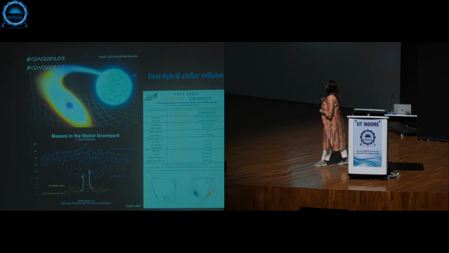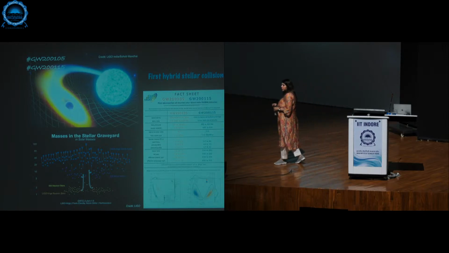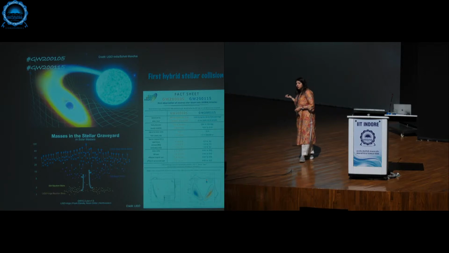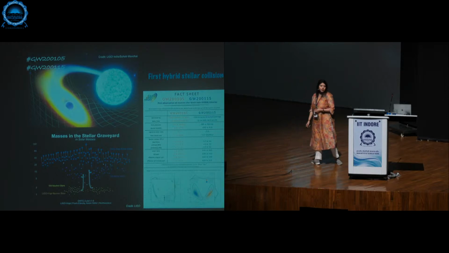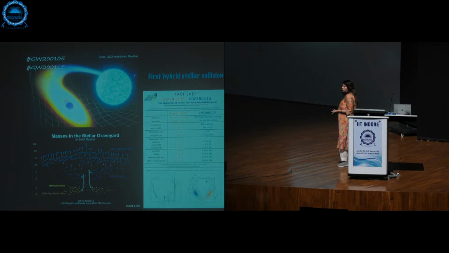There were also a couple of detections of the first hybrid stellar collision. That means it's a system between a neutron star and a black hole. So this also put very interesting limits on the neutron star theoretical models.